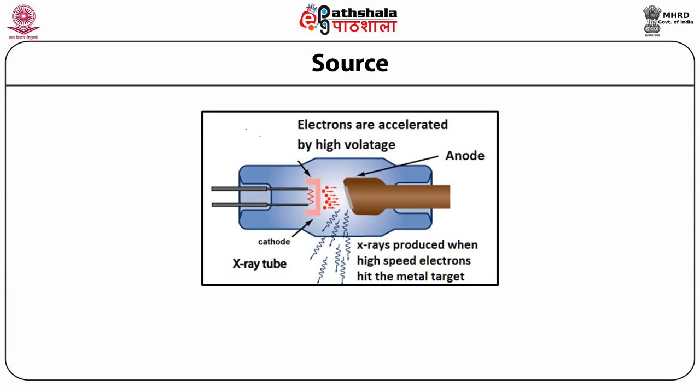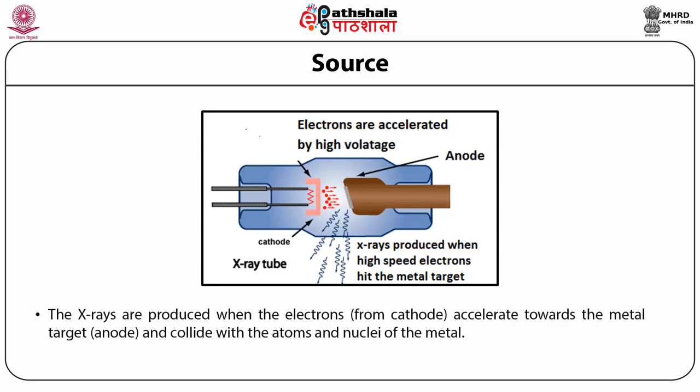This talks about the source, which gives the electrons. Electrons are accelerated by high voltage. There is an X-ray tube. There is a cathode and an anode. X-rays are produced when high-speed electrons hit the metal target. The X-rays are produced when the electrons from the cathode accelerate towards the metal target, that is the anode, and collide with atoms and nuclei of the metal.